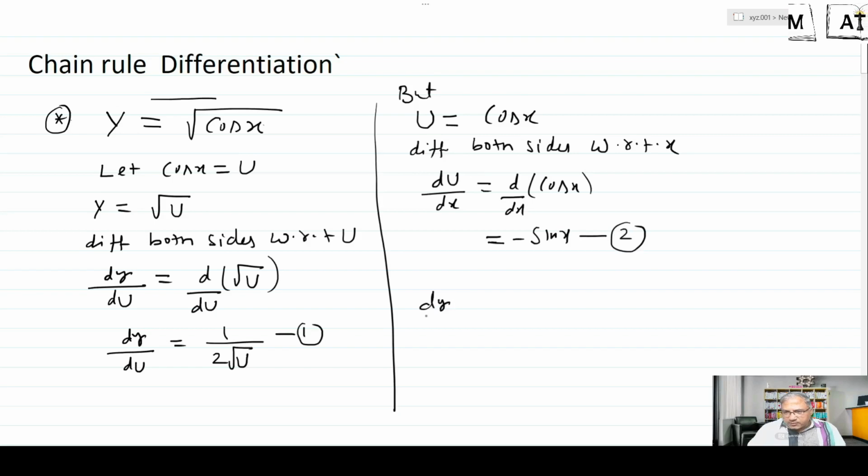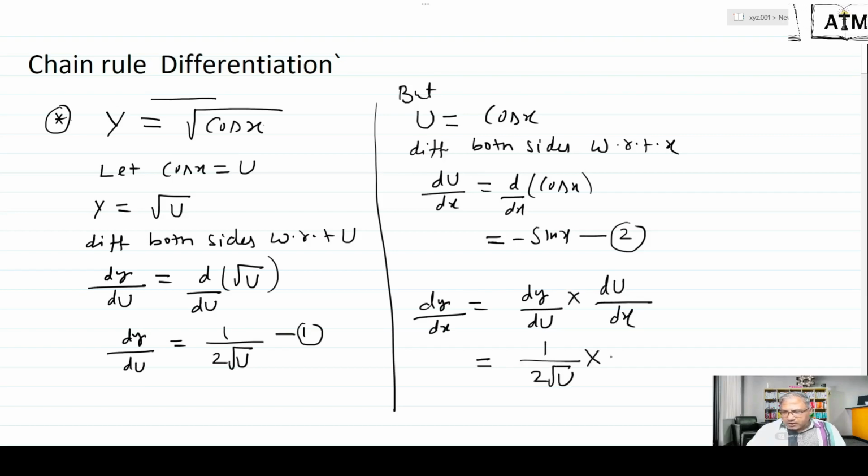After that, dy by dx equals dy by du into du by dx. What is dy by du? 1 upon 2 root u, and du by dx is nothing but minus sin x.